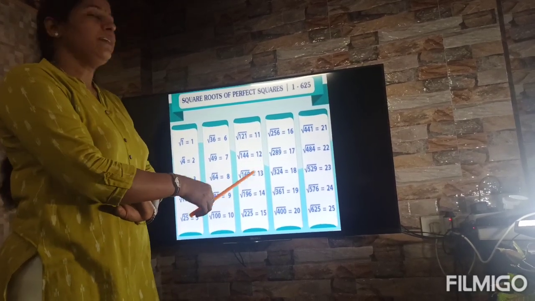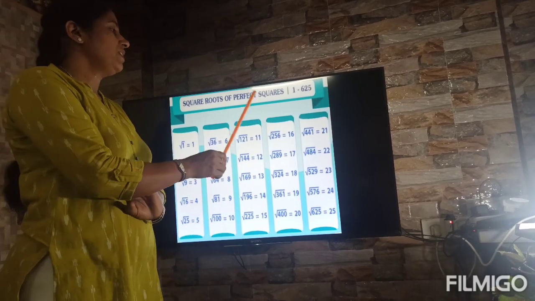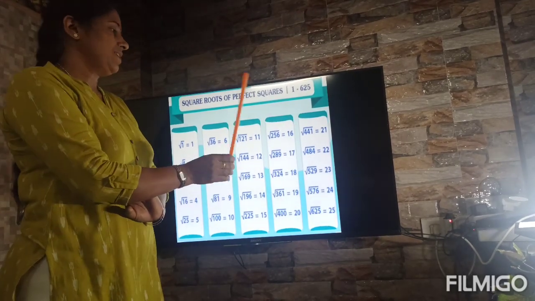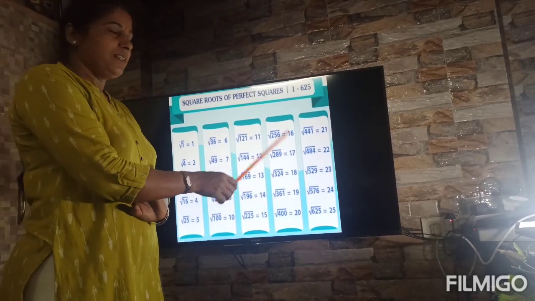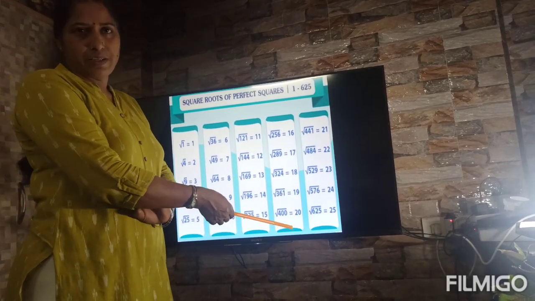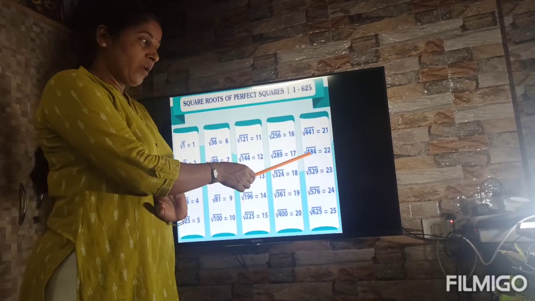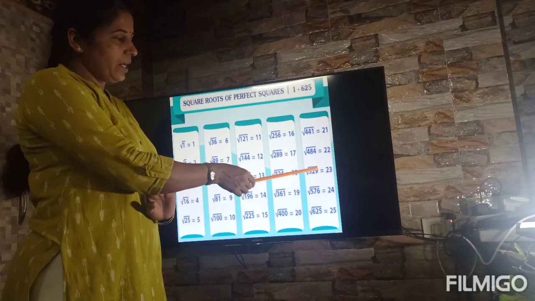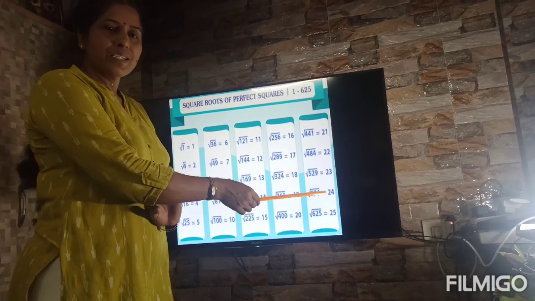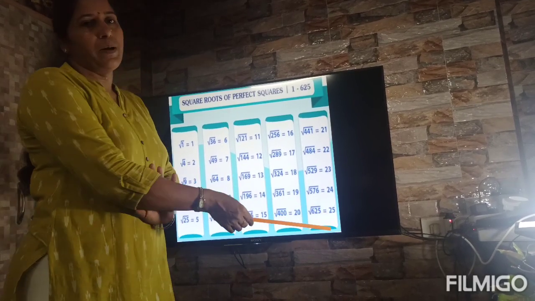169's square root is 13. 196's square root is 14. 225's square root is 15. 256's square root is 16. 289's square root is 17. 324's square root is 18. 361's square root is 19. 400's square root is 20. 441's square root is 21. 484's square root is 22. 529's square root is 23. 576's square root is 24. 625's square root is 25.